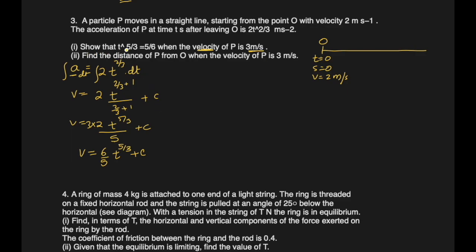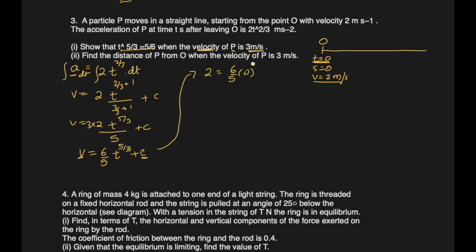Okay, but we are nowhere near showing this yet, though we already have t to the power 5/3 here. If we know c, then we'll get the relation they want, and they have clearly said that v of P is 3 meters per second at that time. So I will complete it here. At t equal to 0, V is 2 meters per second. To get C, I will substitute this.